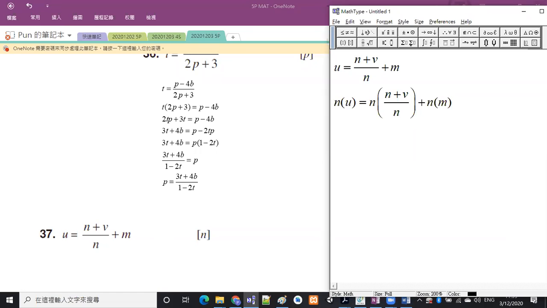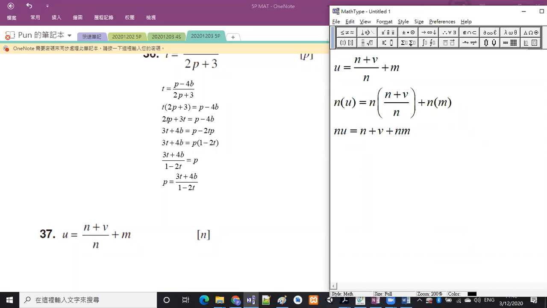Can you get this step? Okay, and then if there is no fraction at all, you just multiply them together. And if there is a fraction, you check whether they can be cancelled by each other, so this n and this n will be cancelled by each other. What is remaining is just n plus v. Okay, and then for the second term we have n times m, that is nm.